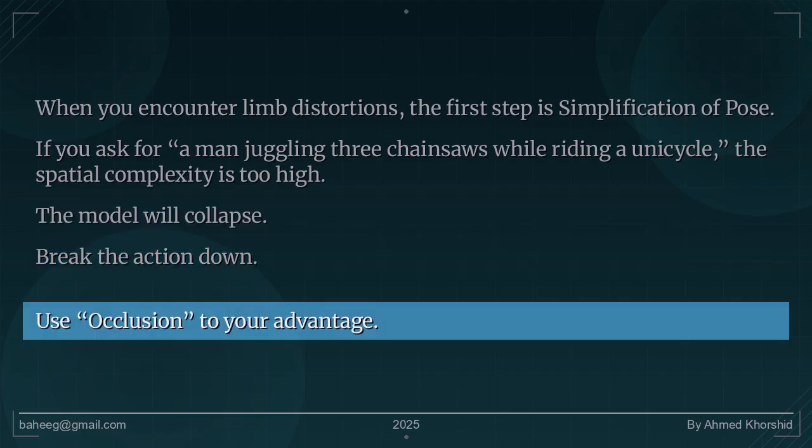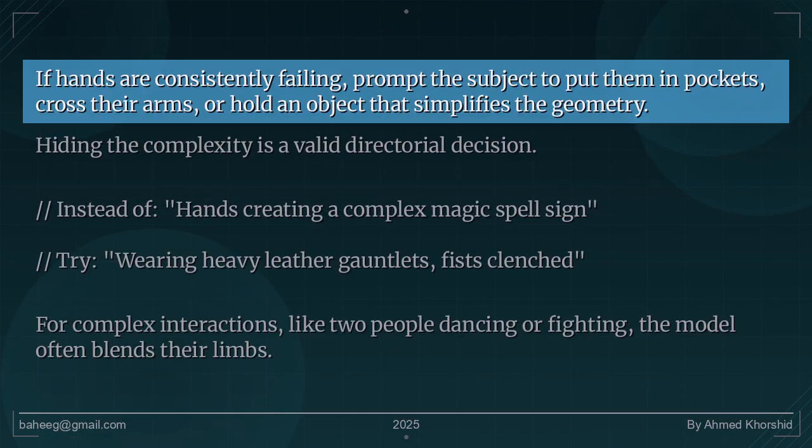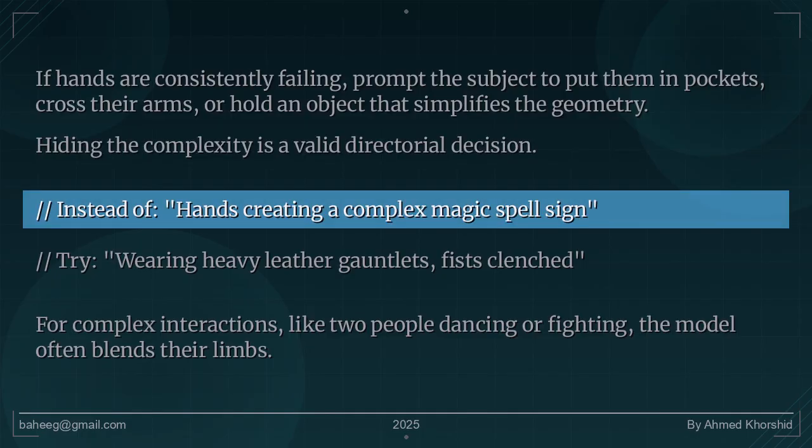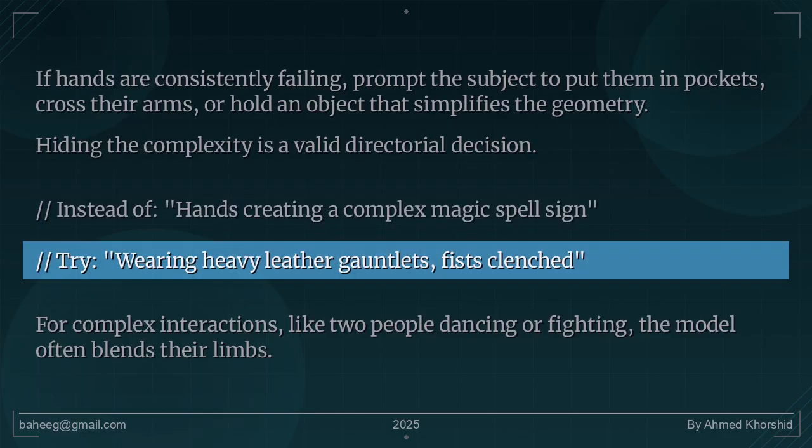Use occlusion to your advantage. If hands are consistently failing, prompt the subject to put them in pockets, cross their arms, or hold an object that simplifies the geometry. Hiding the complexity is a valid directorial decision. Instead of hands creating a complex magic spell sign, try wearing heavy leather gauntlets, fists clenched.